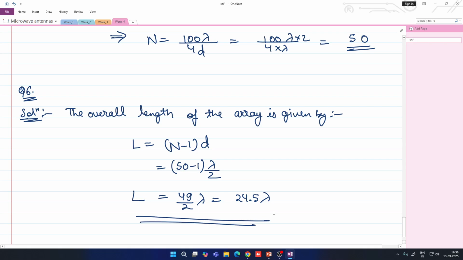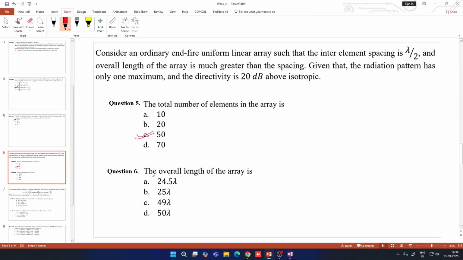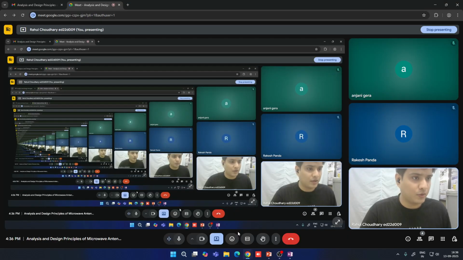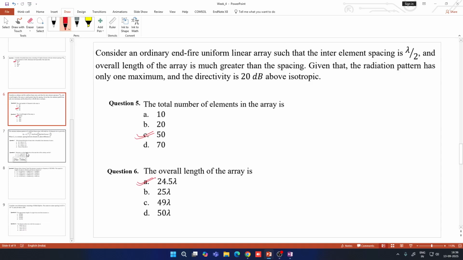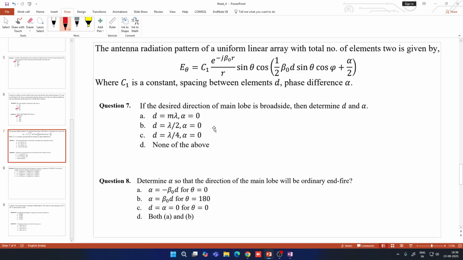If you match it with the given options, then option A is correct, 24.5 lambda. Now I hope this question 6 is clear. If you have any doubt in question 5 and 6, please let me know. If you have any doubt in the formula, you can refer to the lecture notes, because the derivation and all is given there. I'm not going to derive it again.